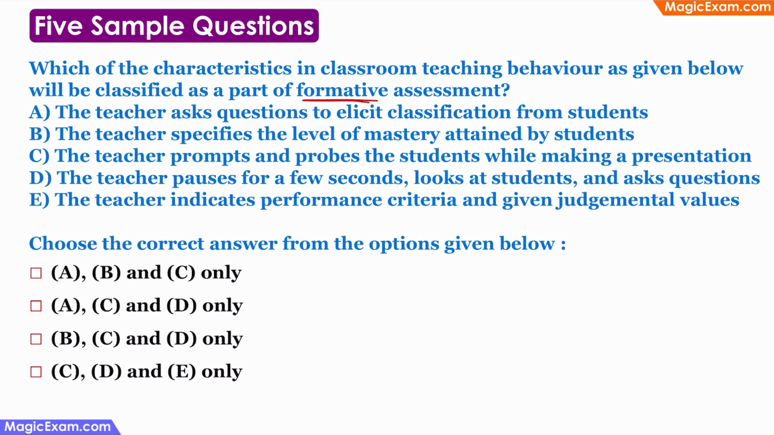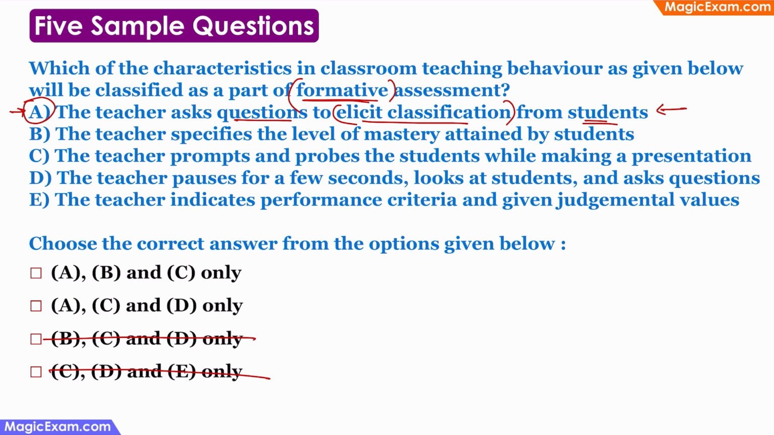So now A is the teacher asks questions to elicit classification from students. So this is happening during the teaching learning process. The teacher is asking questions and asking the students to identify or classify some objects to elicit classification. Therefore, since this is happening during the teaching learning process, this is formative. So the correct answer should have A in it. So now option 3 and option 4 can be eliminated because they don't have A in it.